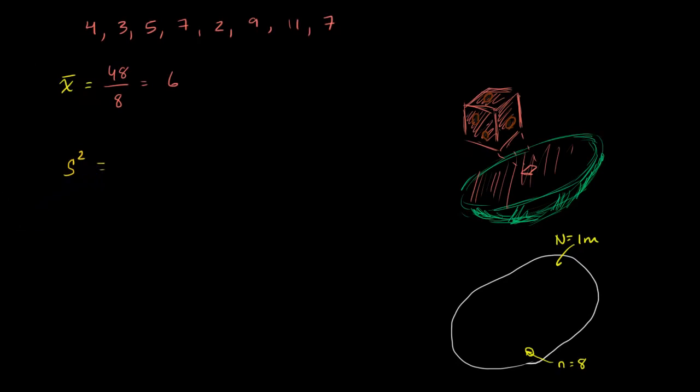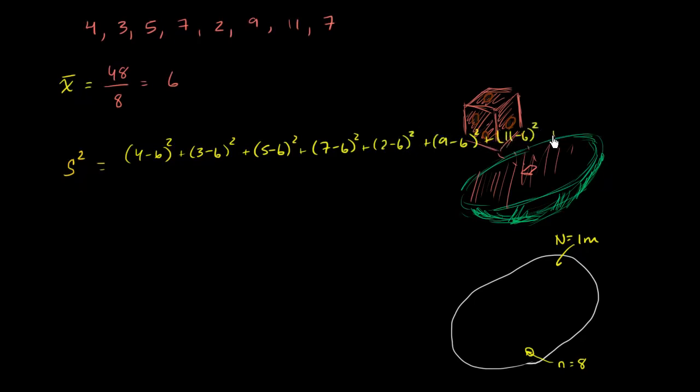Well, I'll do this in a different color. It's going to be 4 minus 6 squared plus 3 minus 6 squared plus 5 minus 6 squared plus 7 minus 6 squared plus 2 minus 6 squared plus 9 minus 6 squared plus 11 minus 6 squared plus 7 minus 6 squared. All of that divided by, not by 8. Remember, we want the unbiased sample variance. We're going to divide it by 8 minus 1. So we're going to divide by 7.